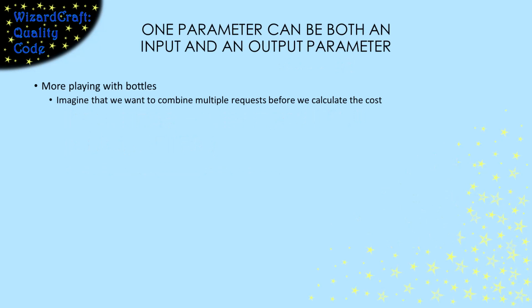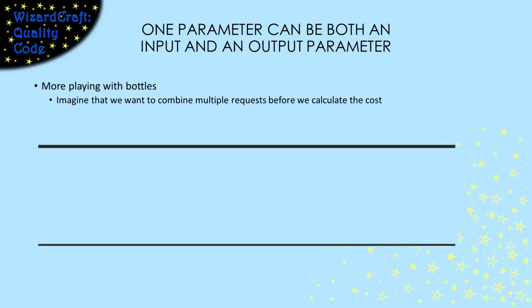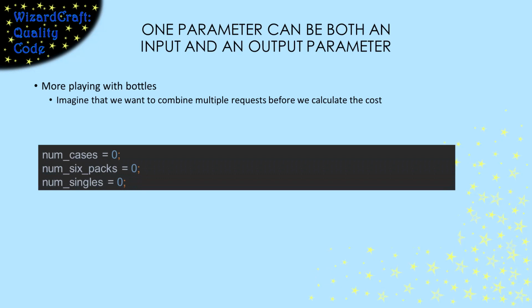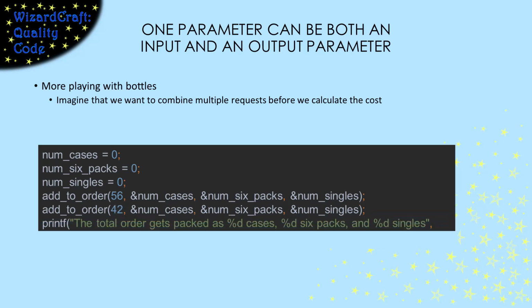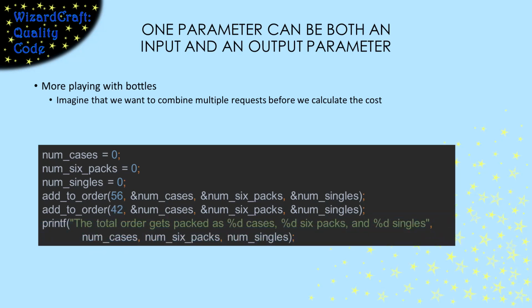Now, suppose we wanted to build a function that we could call repeatedly that would add sets of bottles to our order. Here's how I'd like to use that. I'd start with initializing all of my counts to 0. Then I'd pass pointers to them like we did before. However, this time I want add to order to add the new number of cases, bottles, and singles to the amount we already have. That way, I could call it multiple times and get running totals. So I want the last 3 parameters to carry values in and give values back. That makes them input-output parameters.